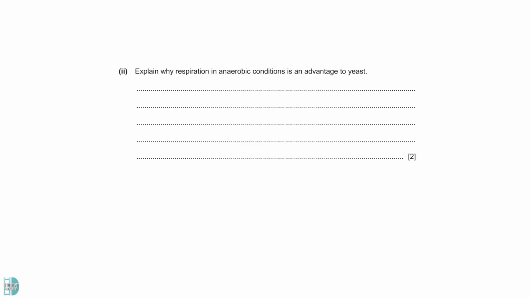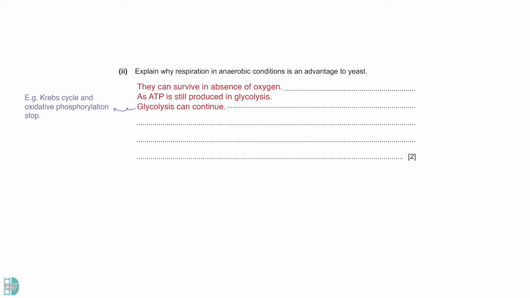2. Explain why respiration in anaerobic conditions is an advantage to yeast. The answer is a general explanation of why anaerobic respiration can benefit an organism. It allows them to survive in the absence of oxygen. This is because ATP is still produced in glycolysis. Glycolysis can continue even though the other stages of aerobic respiration have stopped. The reason is that NAD is recycled when ethanal is reduced to ethanol.